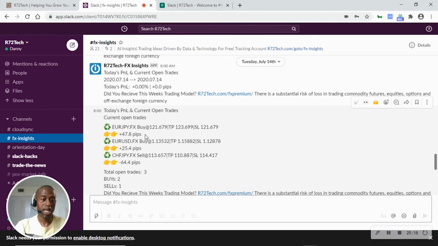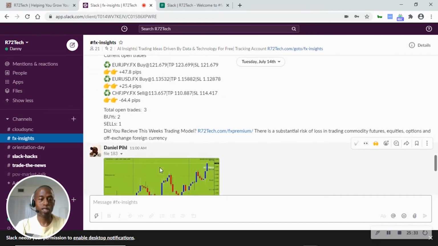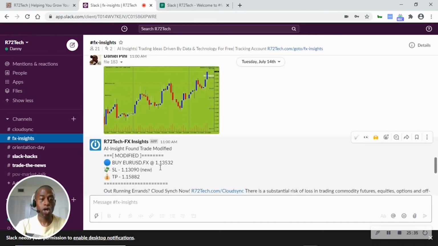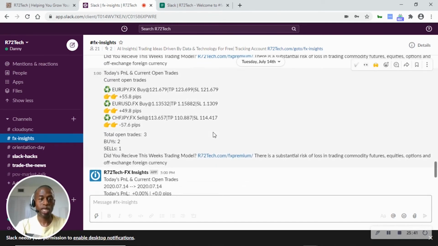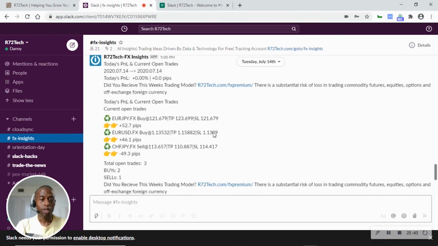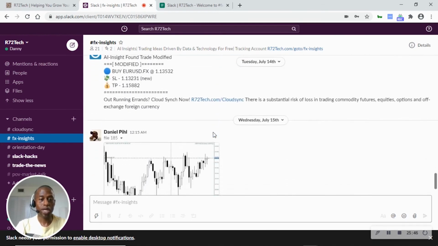You're starting to see now that at this snapshot, it's no longer negative. It's up 47.8 pips. Euro USD up 25 pips. Swiss franc yen down 64 pips. So you're starting to see the snapshots come in. See the chart, more AI insights. 11 o'clock. So I'm going to start to speed this up because we're only on day 2. And I don't want to take too long here. This is happening all throughout the week, okay?